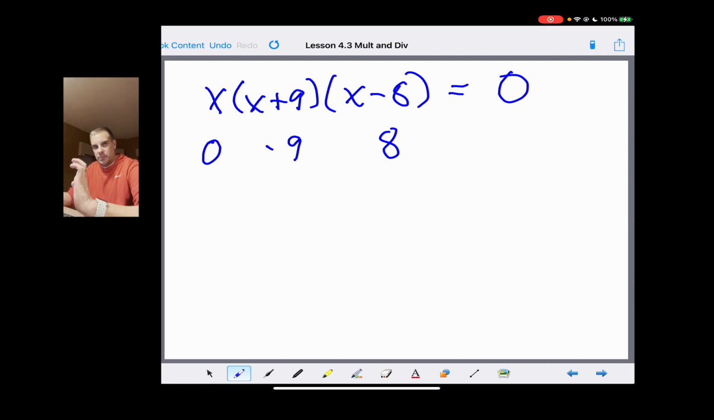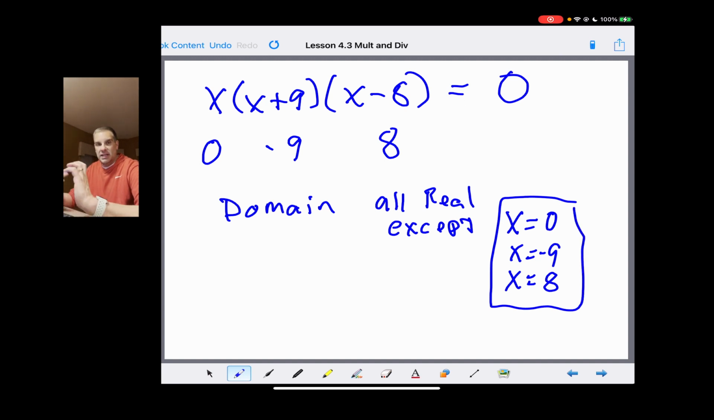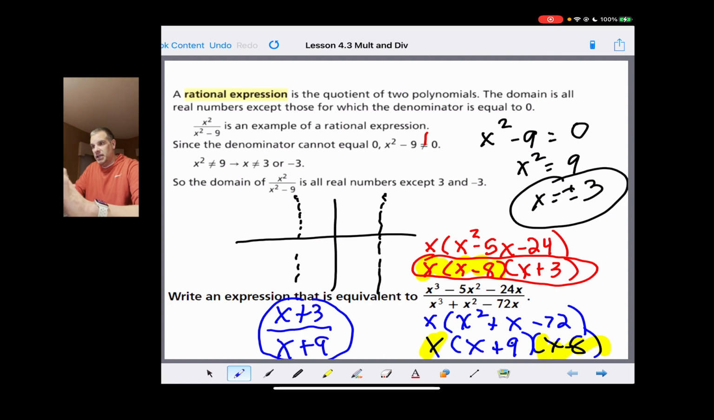So we've got 3 different spots. We have 3 different asymptote lines on this. So our domain for this one would be all reals except x equal to 0, x equal to negative 9, and x equal to 8. Because if x is any of those values, then that makes that denominator 0. So that's what we're talking about when we're talking about domain and range, is when that denominator can be 0. And again, you have to think about it from the initial problem before you've done any reducing.